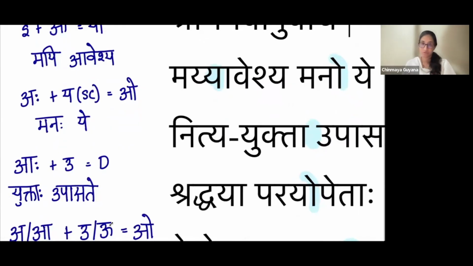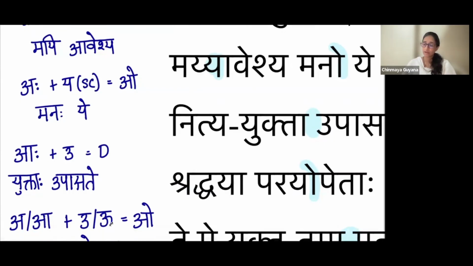What is the rule? The rule is aha plus u equals dropped. Okay. So that's how you end up with yuktaha and upasate. Now this word, parayopetaha. It's not parayaha petaha. Why is it not parayaha petaha?